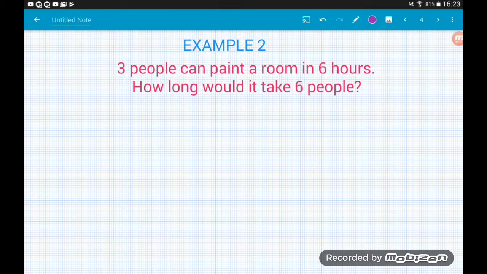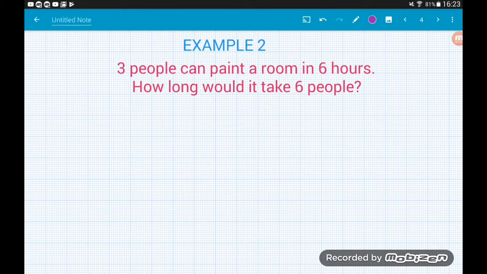So we can think about this along the lines of proportional reasoning, where we wouldn't need to use algebra. But given that we're playing algebra in this video, we'll use the method using algebra. So, how can we set this up then? 3 people can paint a room in 6 hours. Well, we've got 2 variables there. We've got the number of people and we've got the time.